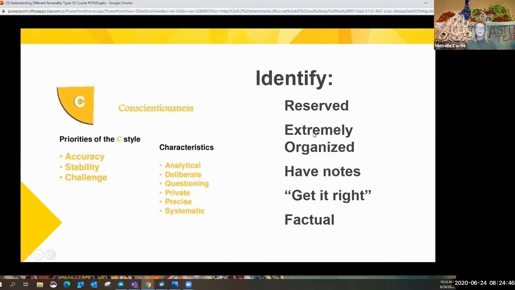They're very reserved. They're extremely organized. These are the folks that come into our office with a folder with tabs and everything's paper clipped based on the different categories that it goes in. I can identify a C with just a short 2-minute conversation or by the way they walk into our office.